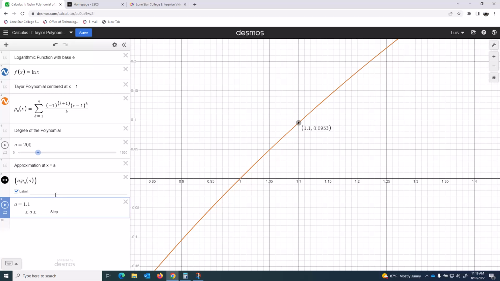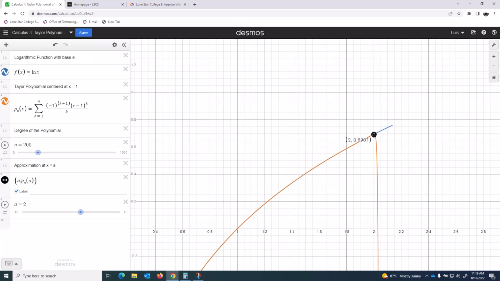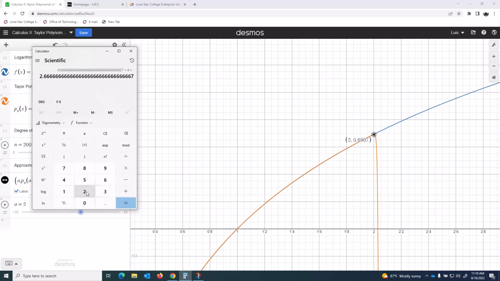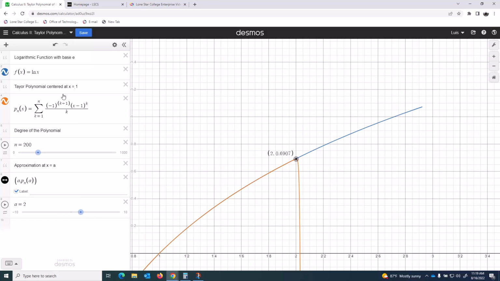But look at this. If I use natural log of 2, I get 0.6907 for the estimate. But of course, I can plug in natural log of 2 directly, and we get 0.6931. Look how much we're off by. But again, the whole idea is that if n is really big, then we can improve that estimate for something like natural log of 2.